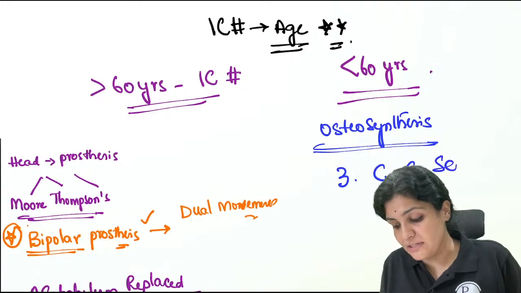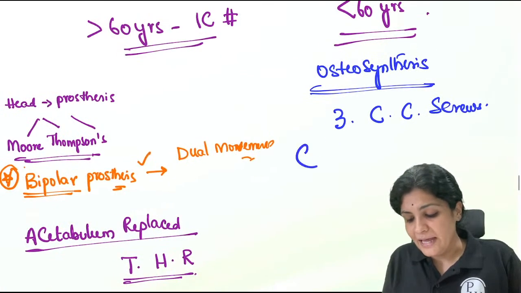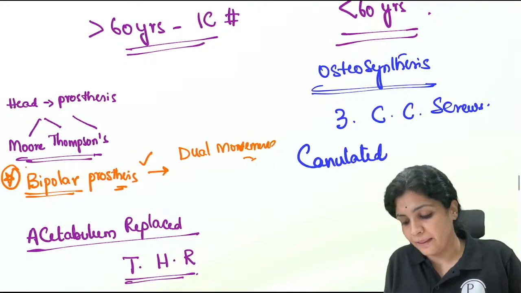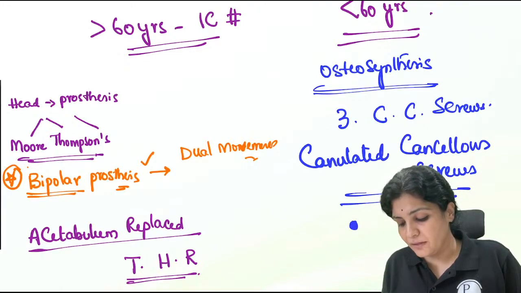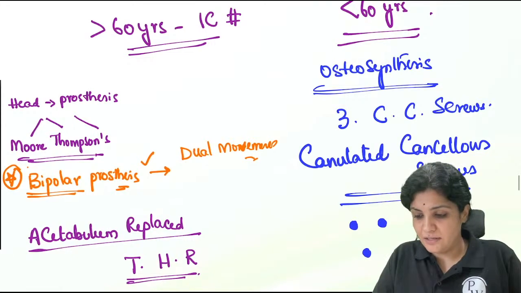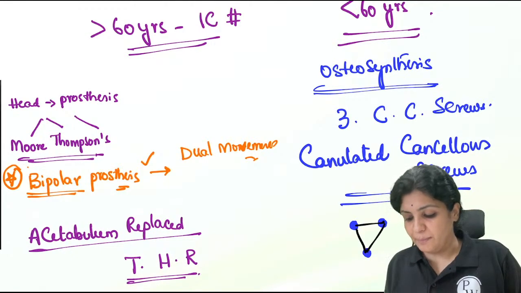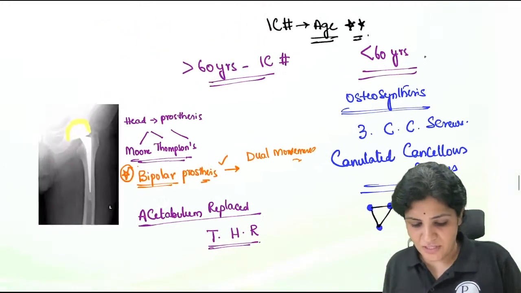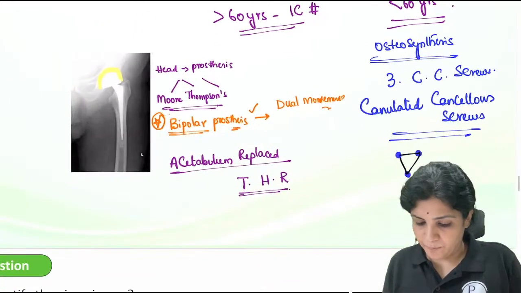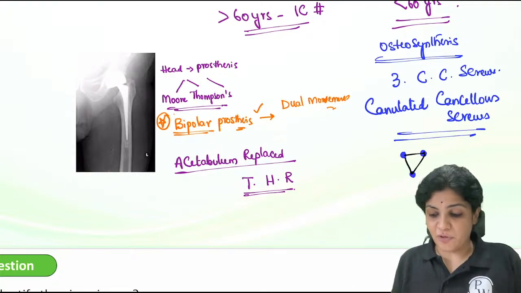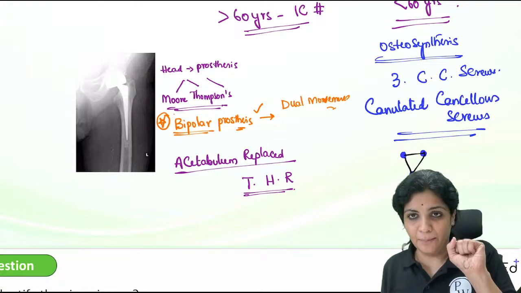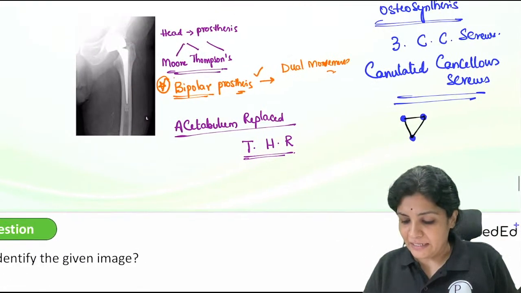3 CC screws. What are these CC screws? These are called the cannulated cancellous screws, right? In the figure of 3, in an inverted triangle fashion. So this is the application of the CC screws in the head. Instead of the replacement of the head, what we do is we put the head in that place and we try to fix it with the cannulated cancellous screws.